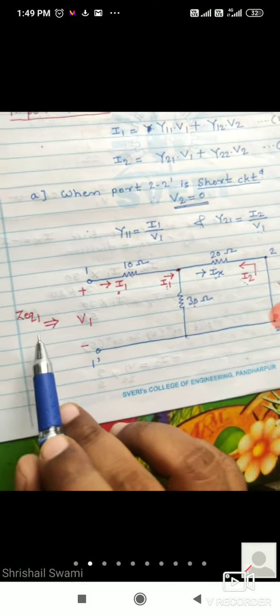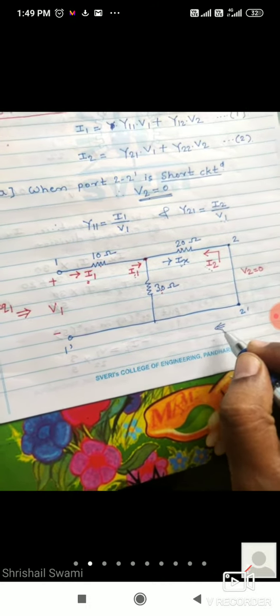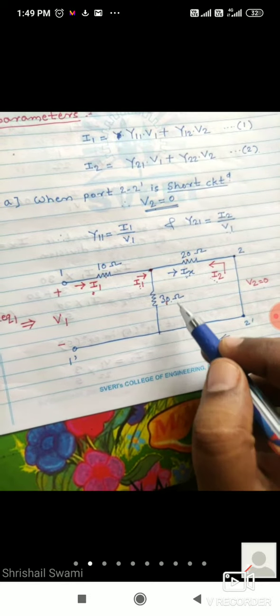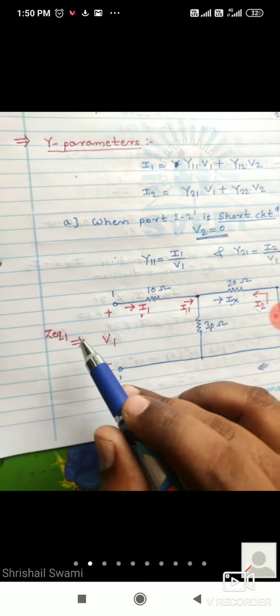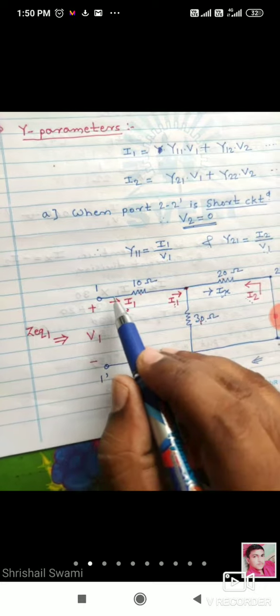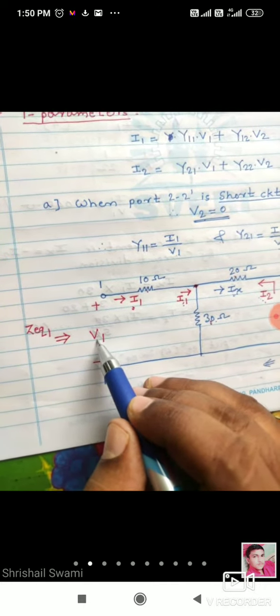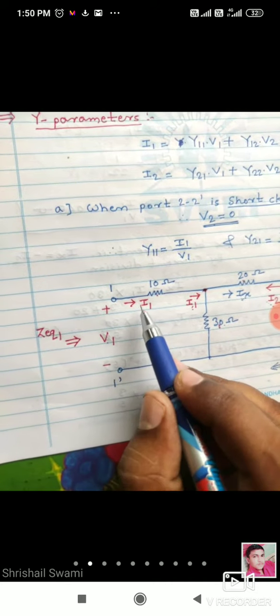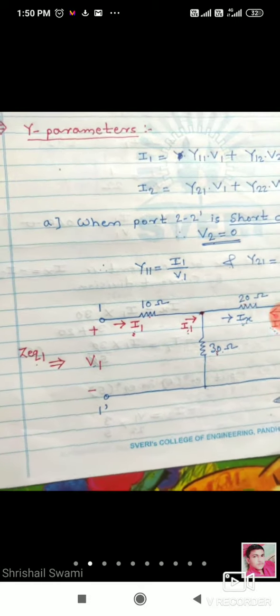If you are observing from this side, how are the resistors connected? 20 and 30 are connected in parallel, and that is in series with 10. This will give the answer for Z equivalent 1. Now, whenever we apply KVL or Ohm's law, the total voltage V1 is equal to I into R, so V1 is equal to I1 into Z equivalent 1. That is equation number 3.